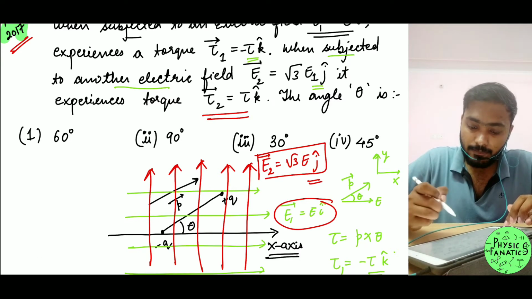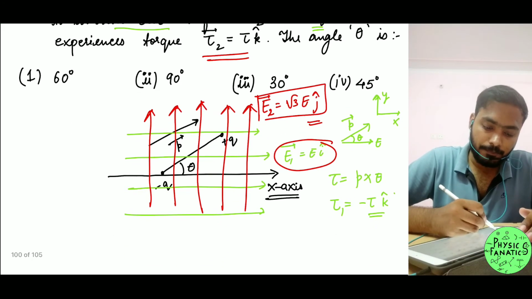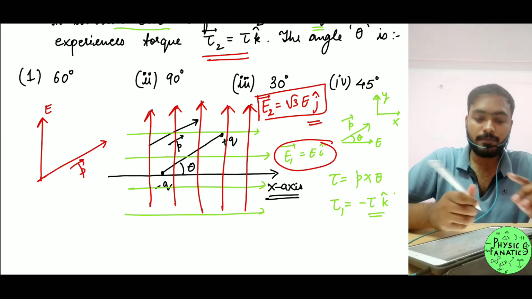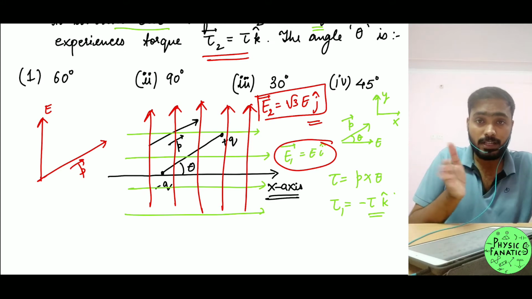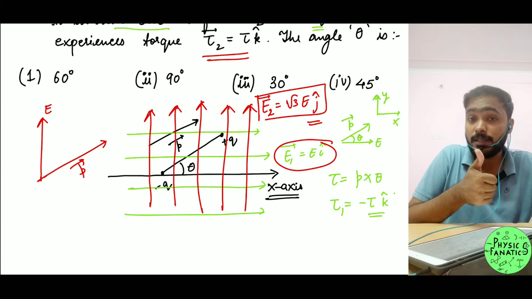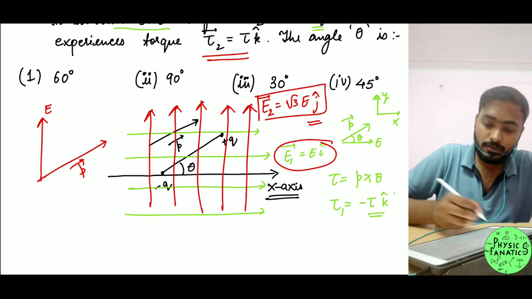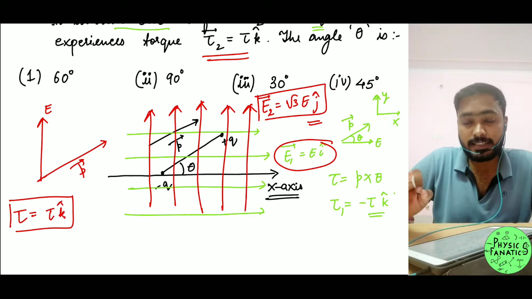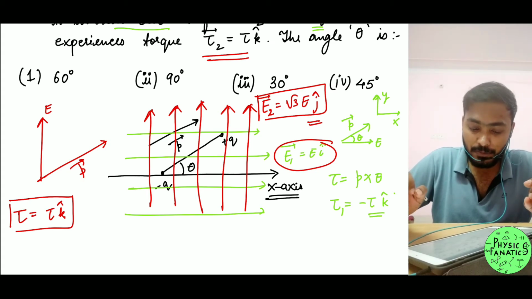So at that time, you can see here, this is my P and this will be my electric field, right? So again, you can see from P to E. When I go from P to E, the direction of the thumb gives me the direction of torque. So obviously torque will be along the k cap, that is positive k cap. All these things are understandable. I'm supposed to find the value of theta. Now how am I supposed to do that?